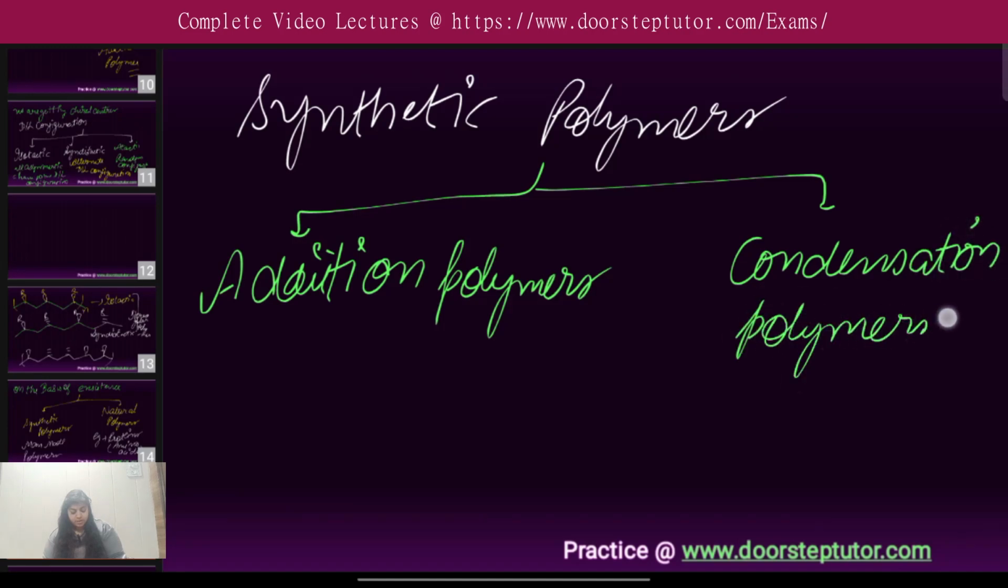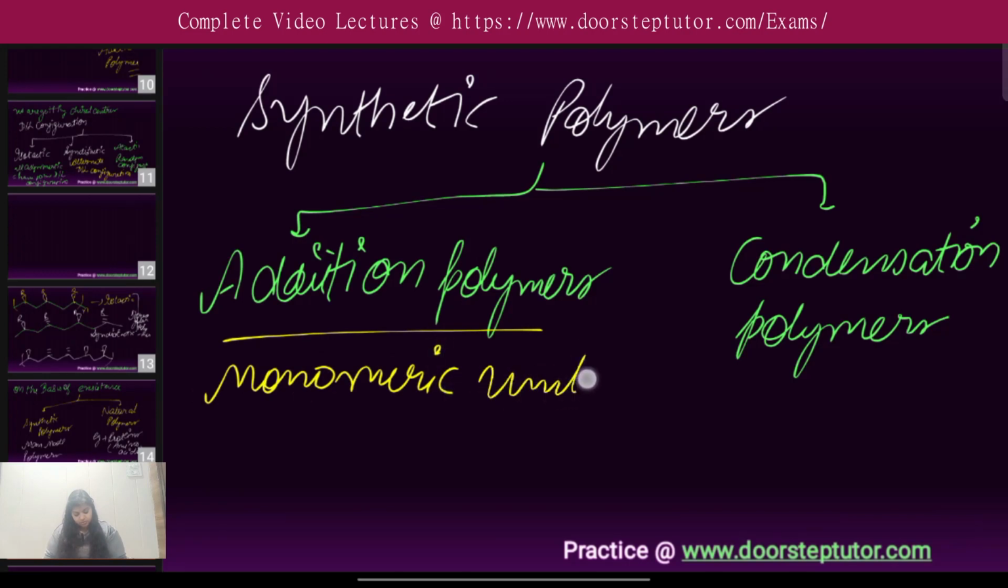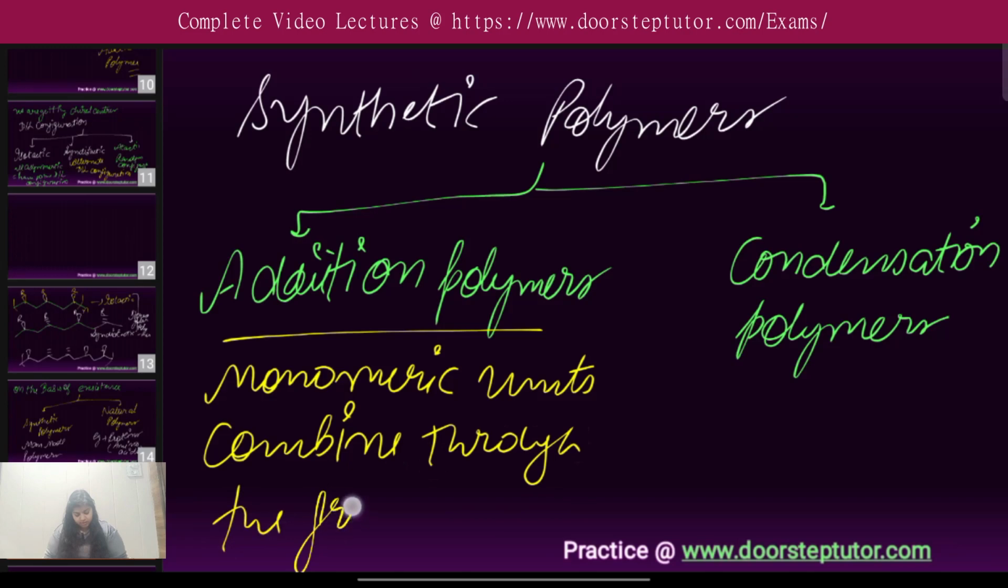So what is the meaning of addition polymers? These are the polymers in which, when the monomeric units combine, there is no loss of any small molecules. Small molecules means water or any other small units like ammonia. They are generally formed through the free radical mechanism. So in addition polymers, the monomeric units combine through the free radical mechanism.